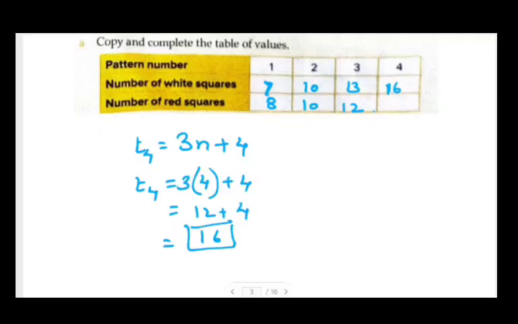Check, verify if it fits into the term to term rule as well. It's a plus 3. Yes, and this works well. So have I justified this? Yes, the central block.